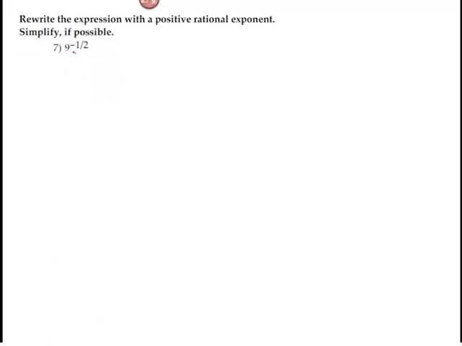Rewrite the expression with a positive rational exponent. Simplify if possible. So the way, whenever we talked about exponents a whole bunch, the way we did this is if it has a negative exponent, that means move it down to the bottom. Since that was the only thing we had, that puts a 1 on top, and on the bottom, that gives us 9 to the positive 1/2. The act of moving that down to the bottom is what made our exponent change from negative to positive, which is what we wanted to have happen.